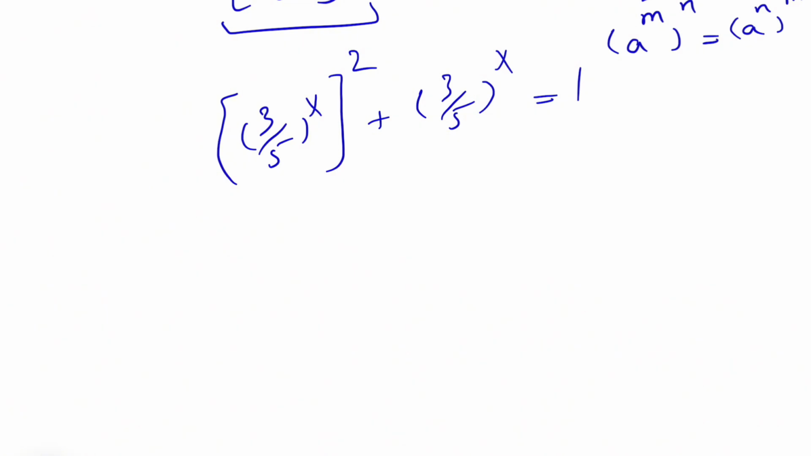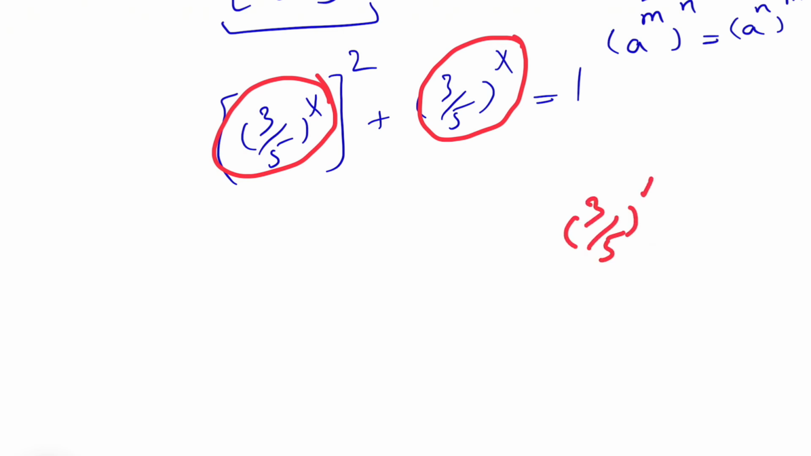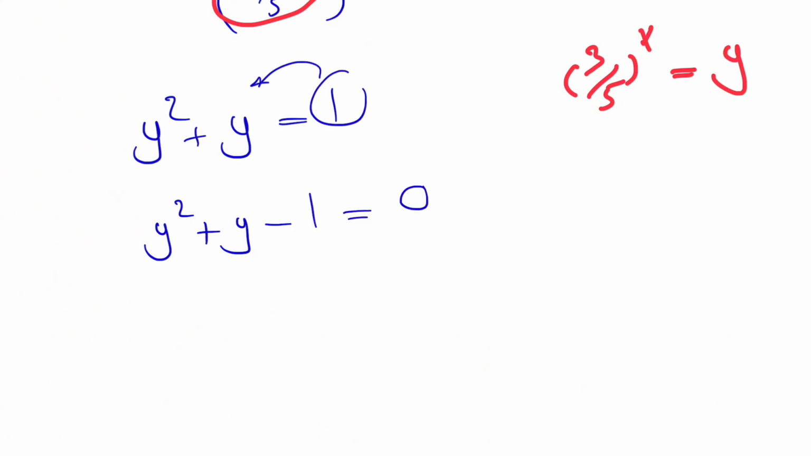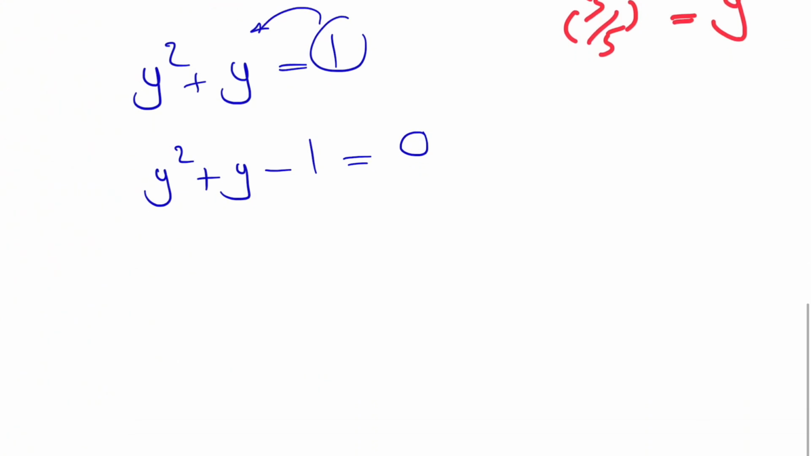And in here we are seeing 3 over 5 to the power of x here and here. So if we just simply call 3 over 5 to the power of x y, we can write this equation as y squared plus y is equal to 1. So we're going to bring the 1 to the left side of the equation: y squared plus y minus 1 is equal to 0. And we have a quadratic equation where our a is 1, b is 1, and c is minus 1.